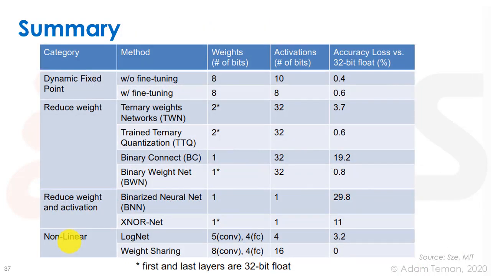So just as a summary from Vivienne Sze's tutorial, you can see different ways of reducing precision and aggressive quantization, starting from nonlinear quantization like LogNet or weight sharing, which I showed you before, dynamic fixed point, weight reduction with ternary weights, BinaryConnect, and binary weights and activations, such as binary neural nets and XNOR-Net, and the different accuracy loss and so on that we get from them.